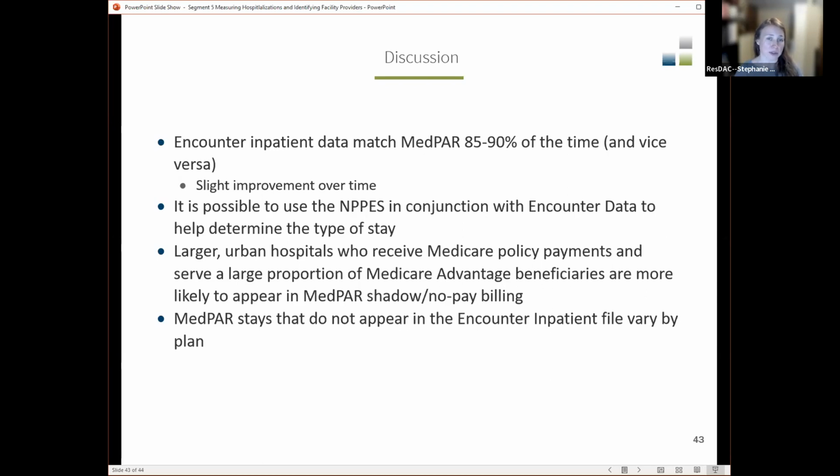Larger urban hospitals who do receive Medicare policy adjustments and serve a large proportion of Medicare Advantage beneficiaries are more likely to appear in the MedPAR. So you may say, that's actually who I'm interested in, that's the bulk of what I'm doing. You may feel comfortable with the MedPAR there too. And the MedPAR stays that don't appear in the encounter data do vary by plan. So that's something to keep in mind when you're doing any analysis. We recommend looking by plan to understand more of what you're seeing.